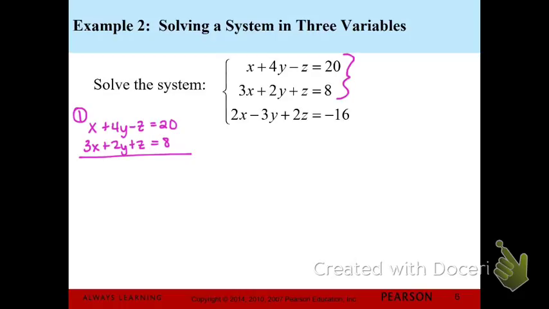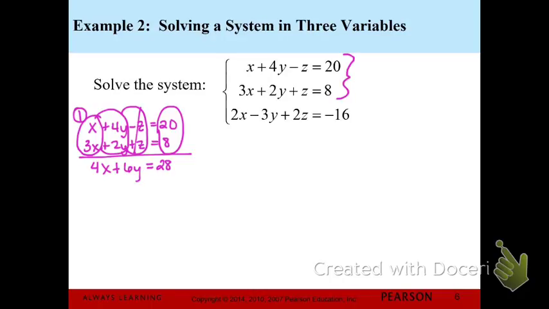So let's use our addition method here. What's x plus 3x? 4x. What's 4y plus 2y? 6y. What's negative z plus z? 0. It canceled, so don't put it. So equals, and then we have 20, and that's a positive 8, so it's 20 plus 8. 28.